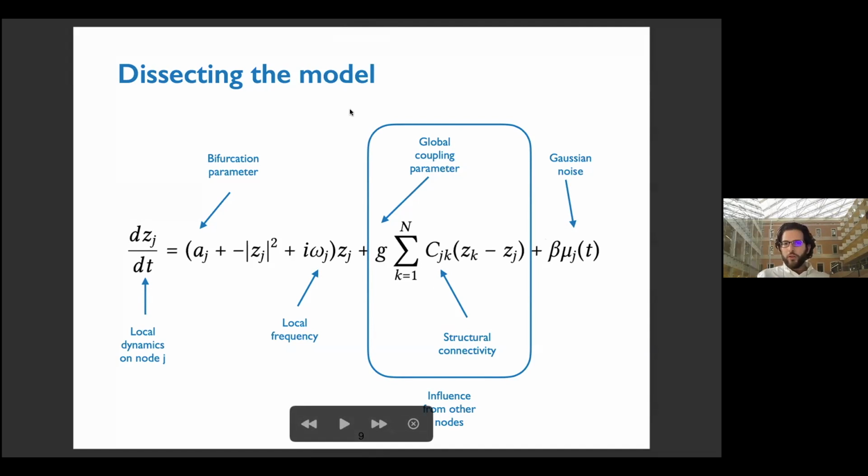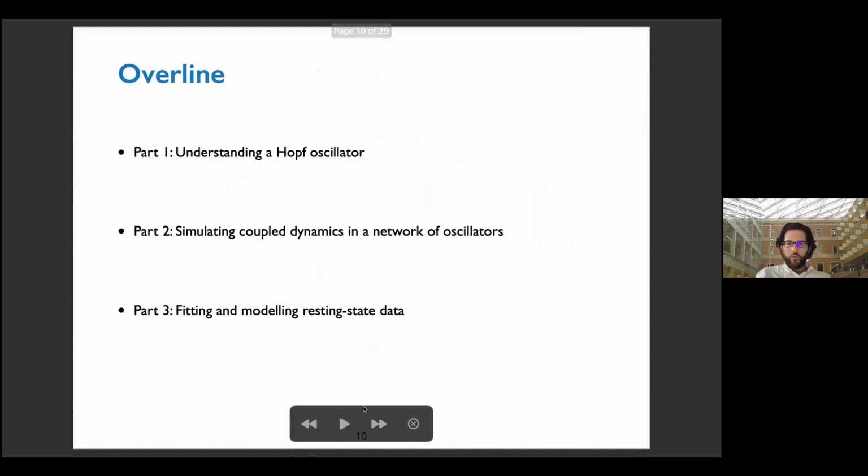In order to study the contribution of the different terms in this equation, for the first part of the tutorial, what we do is forget about the influence of other nodes. We just take one node and study the local dynamics. So we go now to part 2, understanding just one Hopf oscillator.